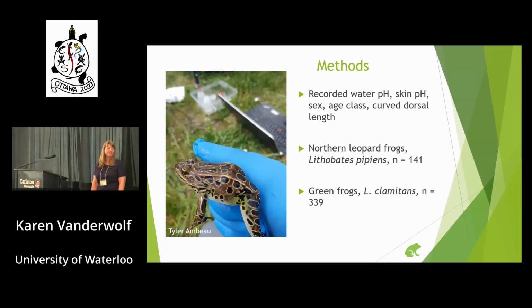All right. So at two of these site visits, they recorded water pH, skin pH, sex, age class, and the curved dorsal length. And we did this with the two frog species that are most commonly found in the area, northern leopard frogs and green frogs. And you can see the sample sizes there.